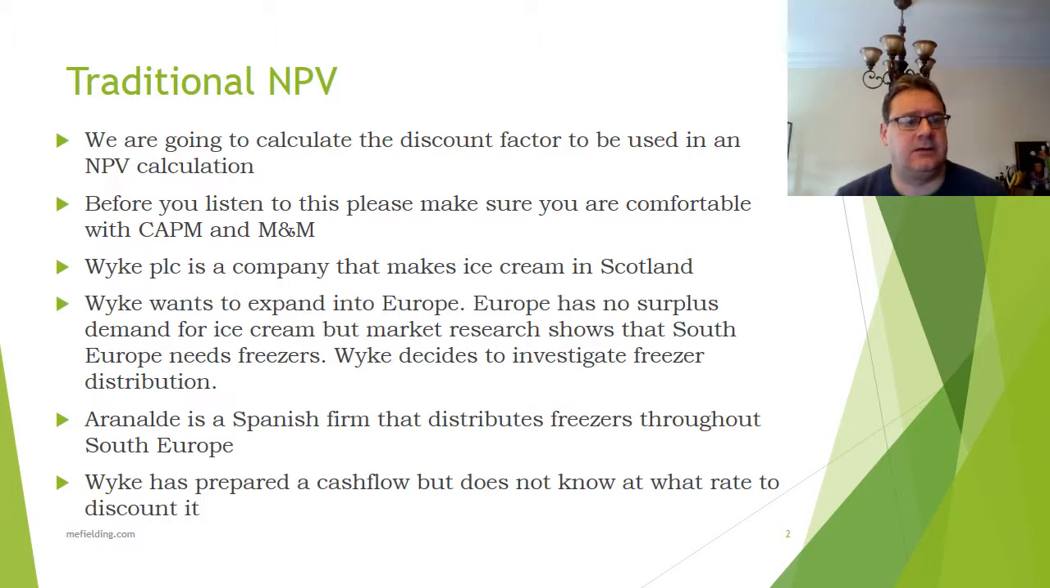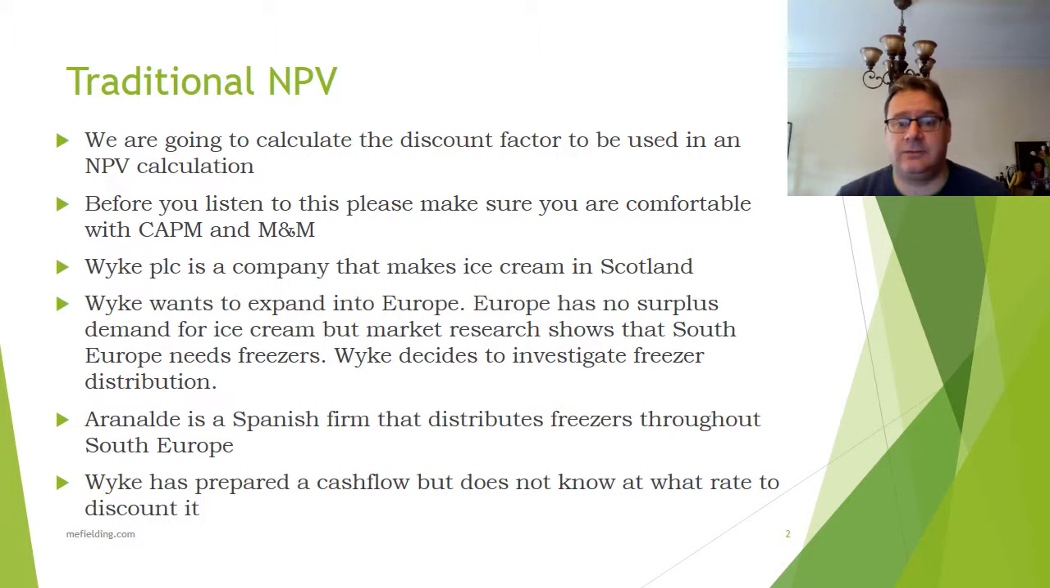Right, that's your scenario. So we've got these two companies that we need to know about. One is called Wyke, which is a Scottish company. They want to move into freezer distribution, which their market research has shown is a business that has a need. And they've identified a company that already does this, called Arinaldi. Can you see, therefore, where this is leading: the examiner is going to give you information about Arinaldi, bringing together the capital asset pricing model and Modigliani and Miller.